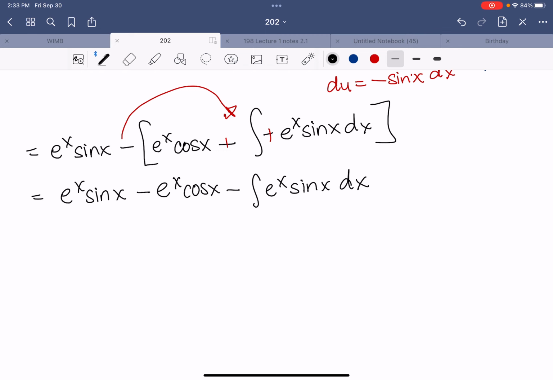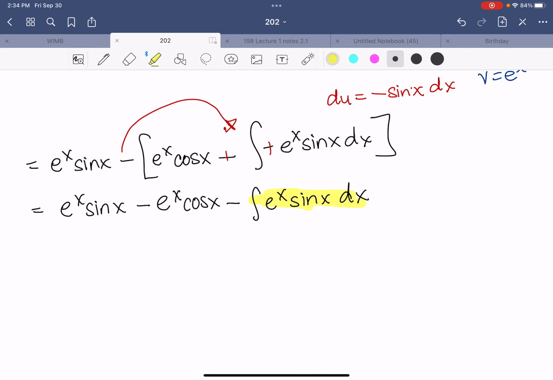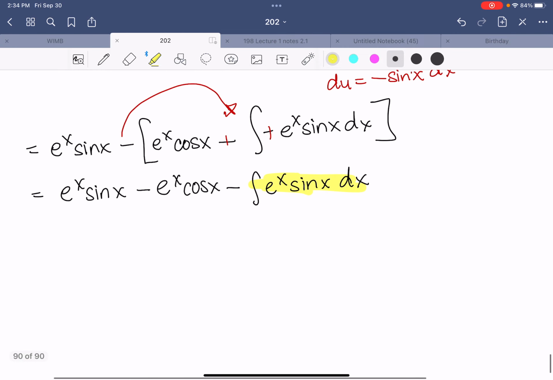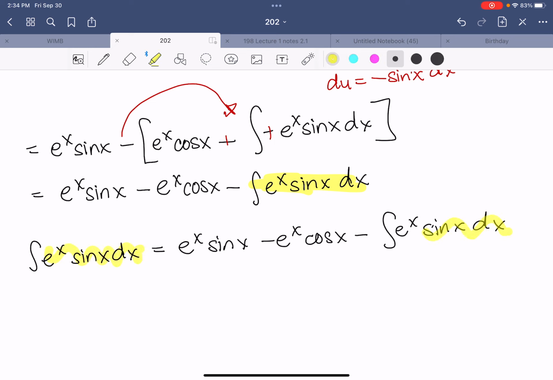Now notice where we are. This is exactly the same as this, which is where I started. What that means is that I have this statement: the integral that I started with, e to the x sine x dx, is equal to e to the x sine x minus e to the x cosine x minus the integral of e to the x sine x dx. Notice that these two things are the same thing.